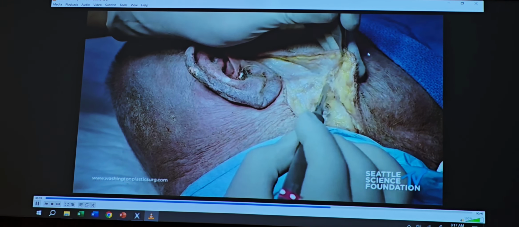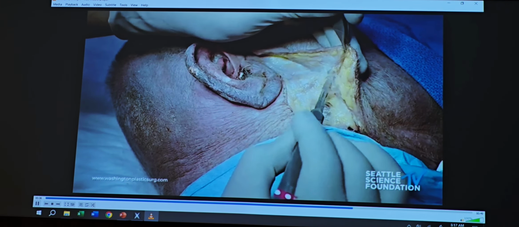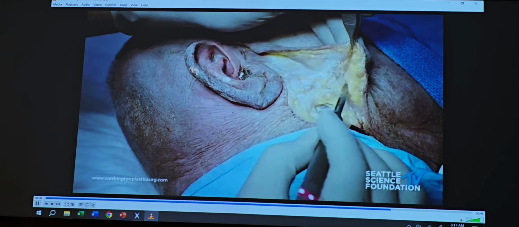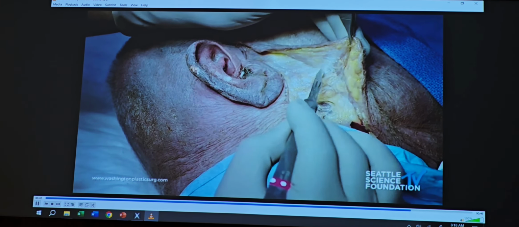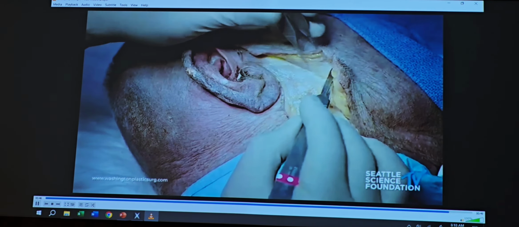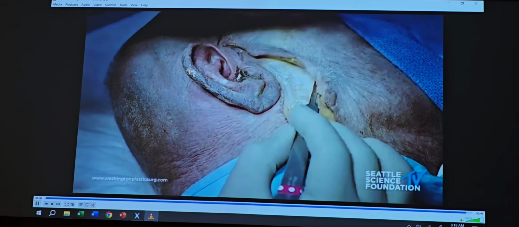But anteriorly, once you cross the anterior margin of the masseteric muscle, you need to be careful because the facial branches enter the SMAS flap. So while you are dissecting, you should limit the dissection to the anterior border of the masseteric muscle.